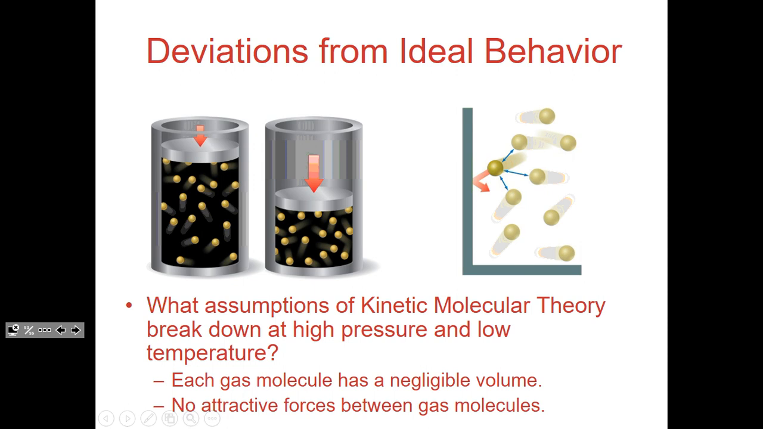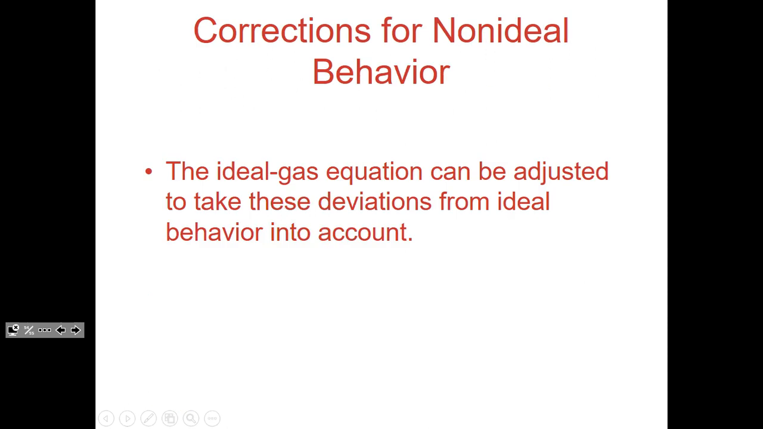So these two assumptions start to go out the window under high pressure when we're forcing particles closer together, and under lower temperature when the particles slow down and their attractive forces become more relevant. So that's why high pressure and low temperature lead to more real and less ideal gas behavior.